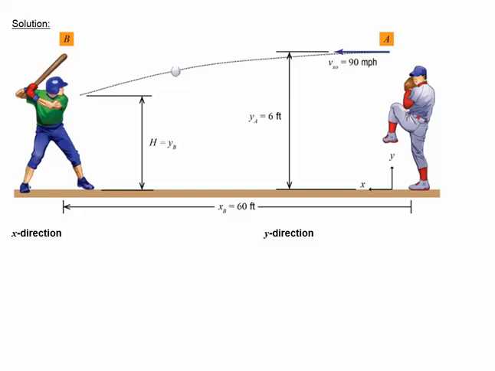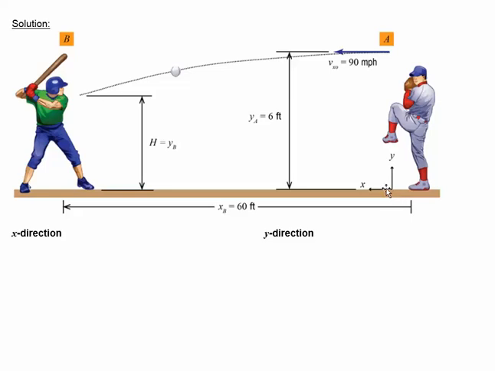The first thing that we need to add is a coordinate system. So here I have the X and Y coordinate system, and it shows where I've located my origin. The pitcher is going to be where the X direction starts as 0, and the ground is going to be where the Y direction starts at 0.